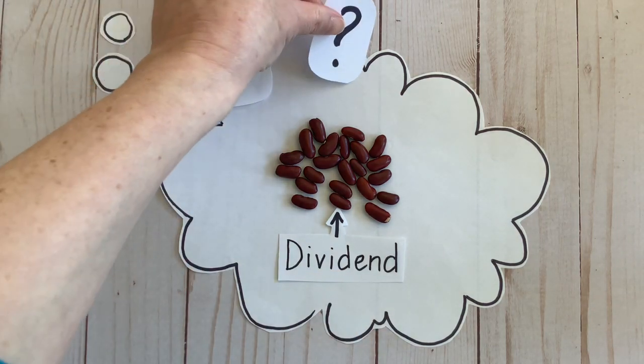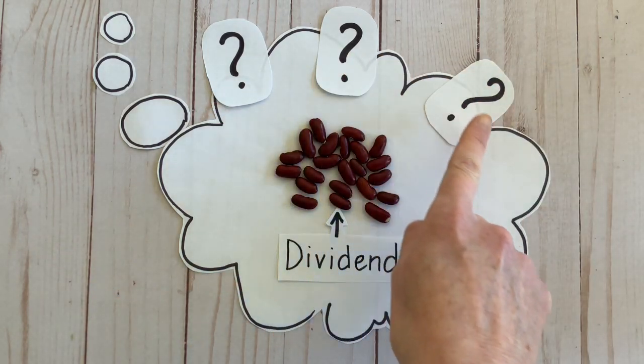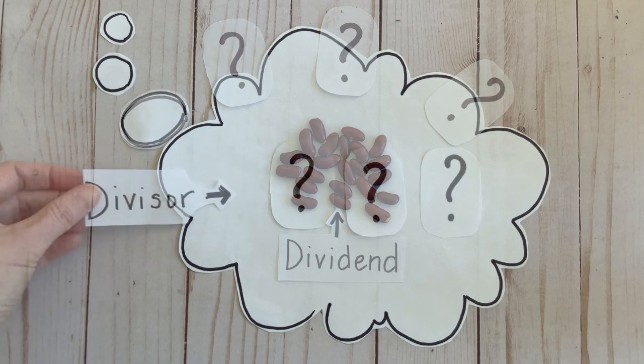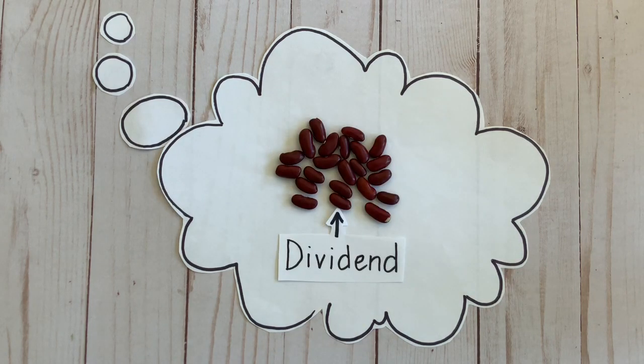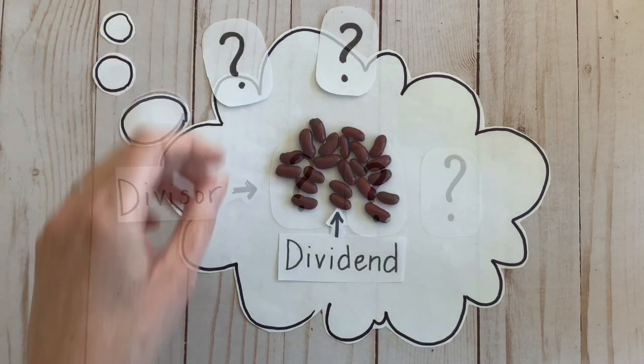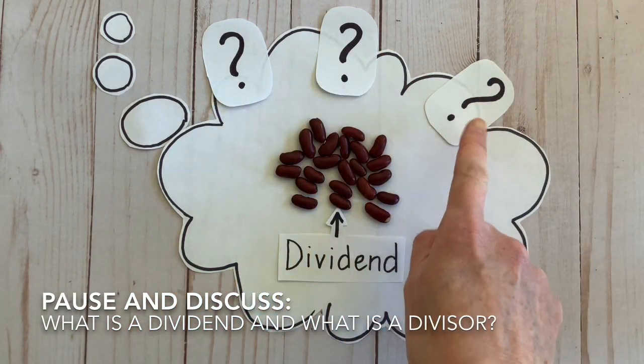You decide that you want to split the beans into 3 equal groups. The number of groups you want to divide something into is called the divisor. We're going to practice using those 2 terms, dividend and divisor, often. This is a good time to pause the video to explain those 2 terms to a partner.